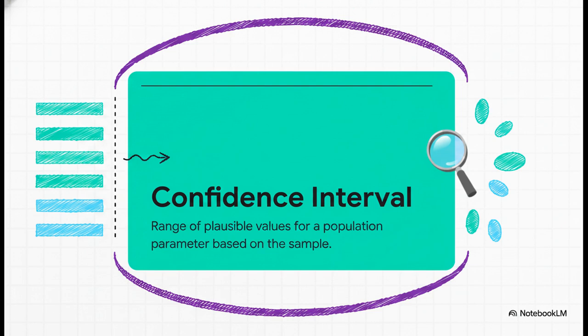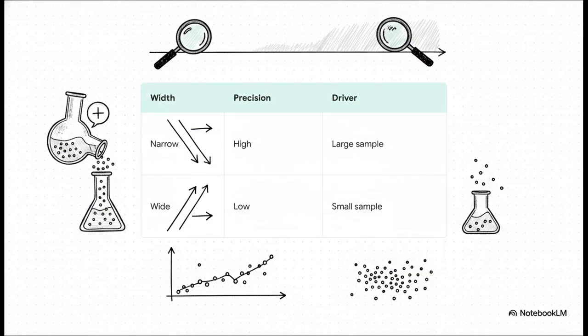If you were to repeat the exact same experiment 100 times, 95 of those calculated intervals would contain the true population mean. It gives us this beautiful visual boundary of where the real answer most likely lives. The secret to reading this is what I call the width factor. The width is a direct indicator of precision. A narrow CI means high precision, which is usually driven by a massive sample size or very low variance. But a wide CI means low precision, indicating the study was small or the data was highly scattered.